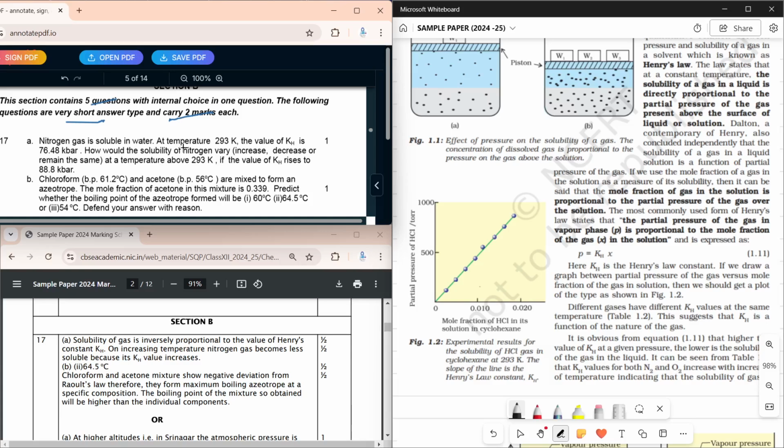Now, based on this, first of all, we need to find out how the solubility of the nitrogen will change when you change the temperature. That's what we're trying to figure out. The thing we've been given is the value of KH. That automatically implies that this question is related to Henry's law, and this is under the chapter solutions. So the value of KH has been given to us in 2 cases.